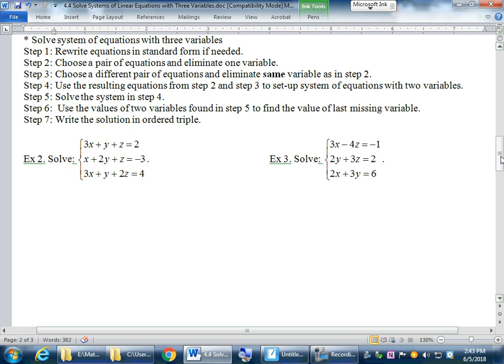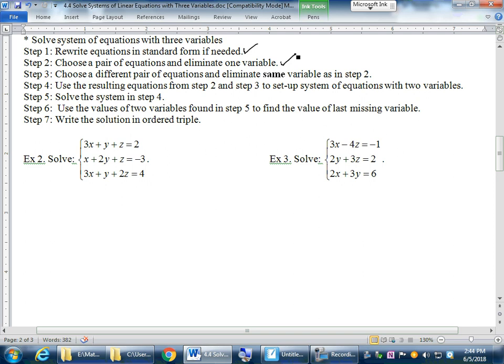The substitution method doesn't work for every single type of system of equations. So I would rather teach you just one method and then you can use it for every single problem, which is the elimination method. So first, we want to rewrite in standard form, meaning all the variables on one side and the number on the other side. And then we're going to choose a pair of equations and eliminate one variable. So out of three we choose two and eliminate one variable.